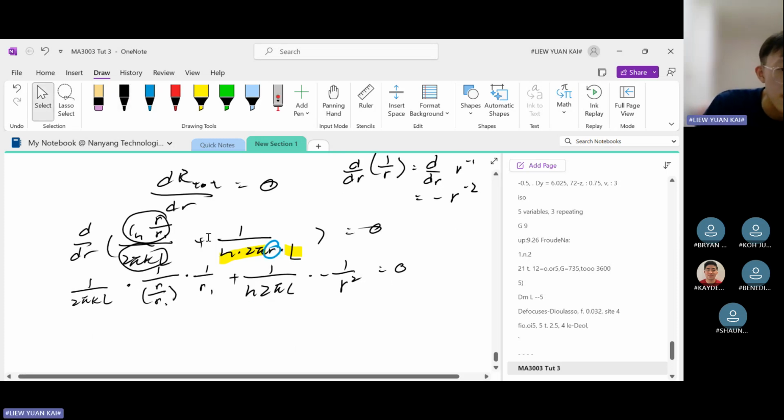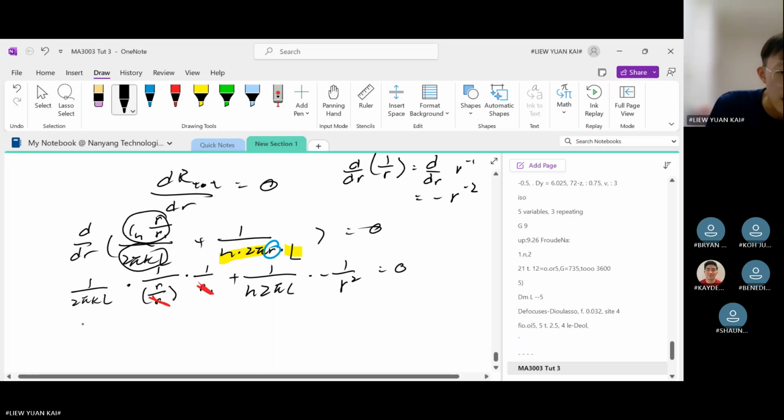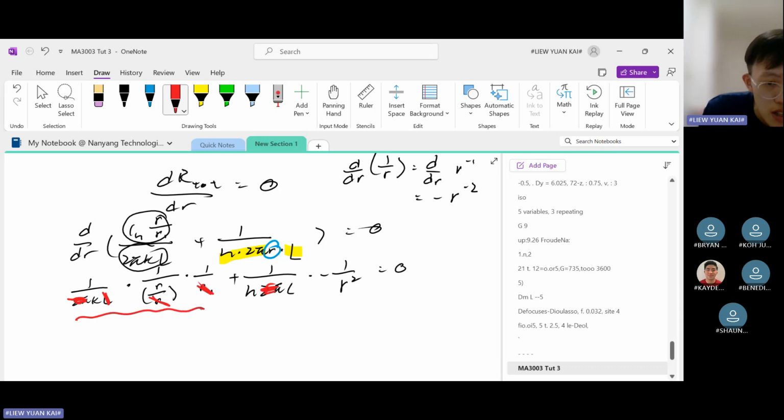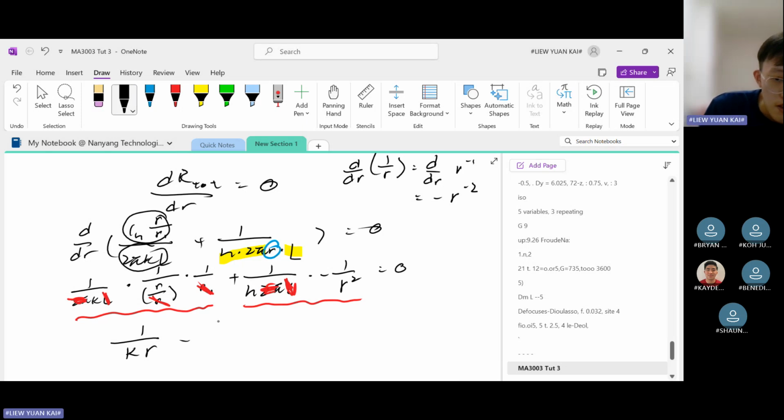Now let's see if we can simplify anything. Yes, we can. This r1 can cancel this r1. Then let's see what else we can cancel. Both of them have 2 pi. Both of them have L. What do I mean by both? I'm referring to this term and this term. And that's it. So I'm going to multiply them together. So this will become 1 over r, and this will become negative 1 over r squared.